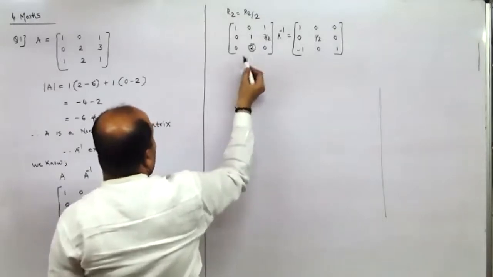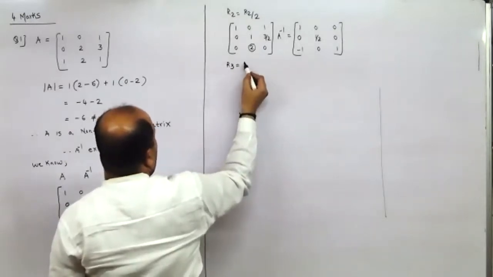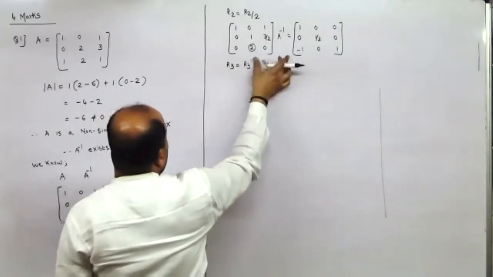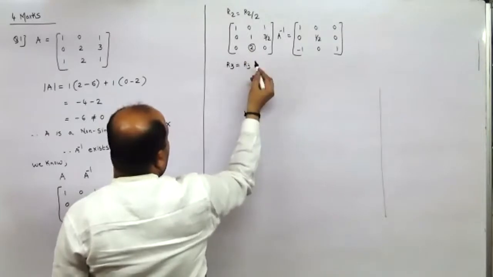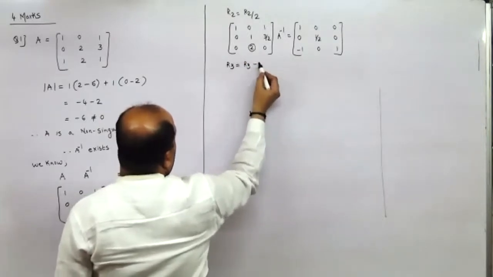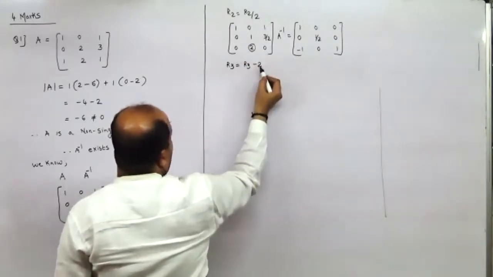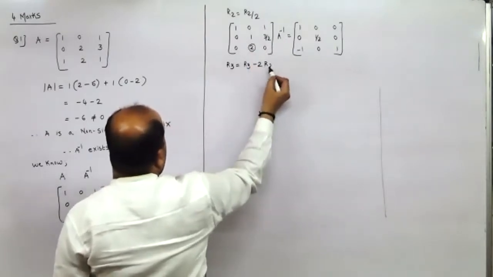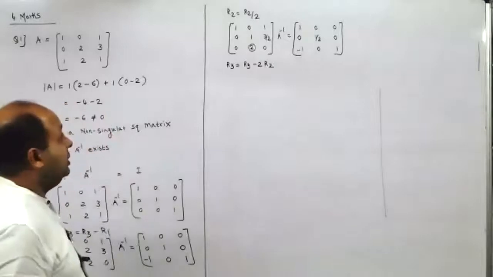How? This is R3. So R3 equal to R3 minus twice of R2. Why twice? First write R3 equal to R3. Now this is 2. So write minus 2. Had this been 3, I would have written minus 3. If this would have been minus 3, I would have written plus 3. Minus 2 R2. Next.